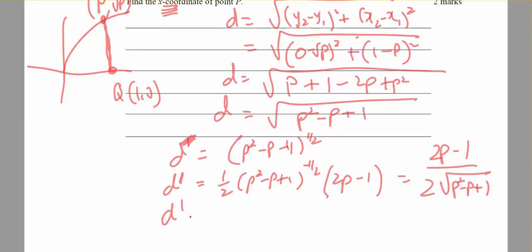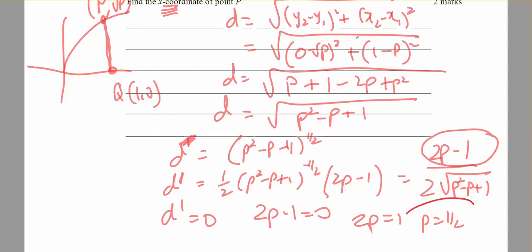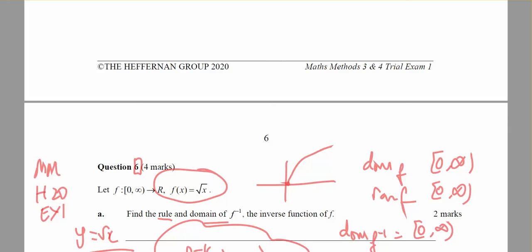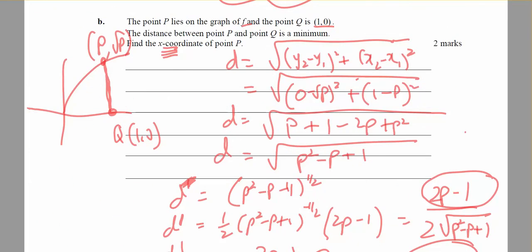And for D dash to equal 0, the only thing that can be 0 is the top. 2p minus 1 equals 0, 2p equals 1, p equals a half. So what is the x-coordinate of P? The x-coordinate of P is a half. P is there, so that will give you the shortest possible distance. So x equals a half is going to be the coordinate of P.